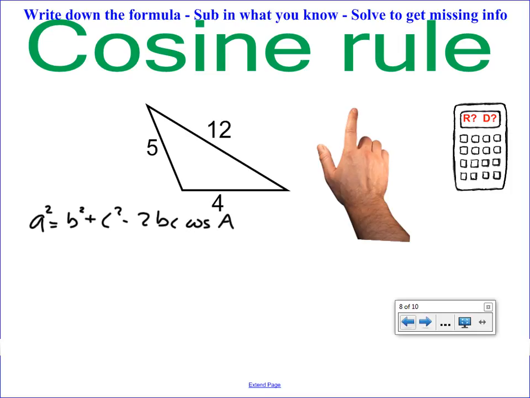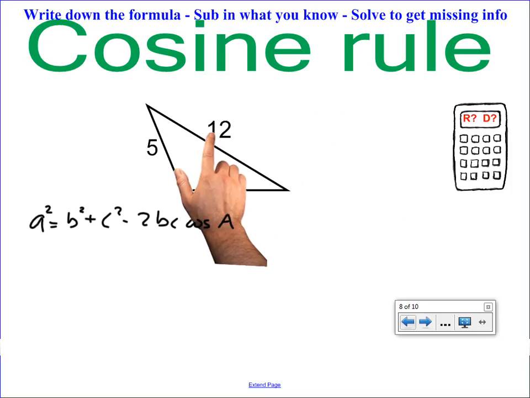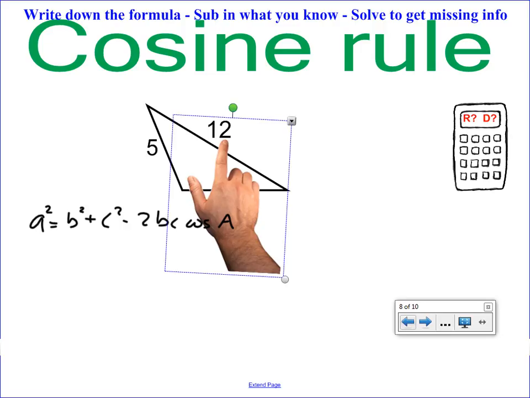And again, you've got your fingers in this position. Doesn't matter which one, the thumb is on the angle, okay? So the thumb is on the angle and the finger is pointing at A. So it doesn't matter which opposite pair you use. If this is your angle, A, then this is your A.